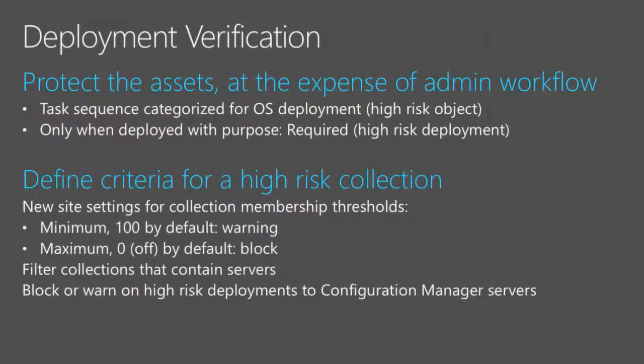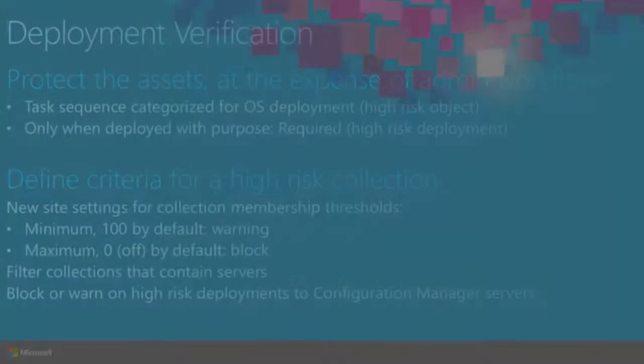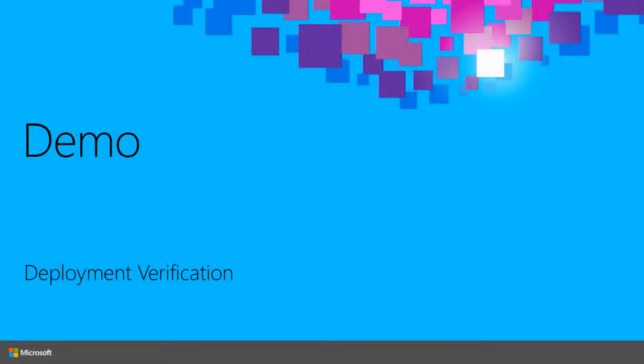And then we will give you criteria by which you can define what, for you in your environment, for your business, you categorize as a high-risk collection. Typically, that's going to be by size. So by default, we will set 100 as the min bar for a warning, but we'll also give you the ability to block it, to say, you know what, you're not doing anything above a maximum level. We're going to filter on collections that contain servers, make sure we warn you on that, and then we'll give you an option as to what the behavior is if a collection contains a Config Manager site server. We want to make sure we're protecting our assets as well. Well, your assets of ours, right? So let's take a look at what that looks like.